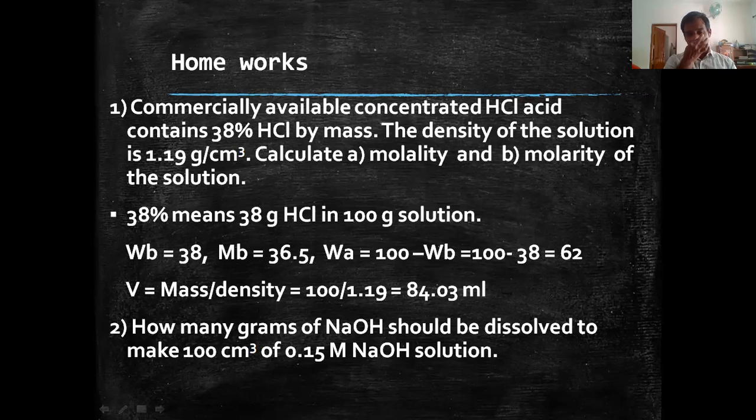Second one: how many grams of NaOH should be dissolved to make 100 centimeter cube of 0.15 molar NaOH solution? We have the equation: molarity is equal to WB by MB into 1000 by V. Here, what is given? Molarity is given. 0.15 is equal to how many grams? WB is not given, divided by MB into 1000 by V. Substitute the known values and the only unknown value is WB. You can find it out.